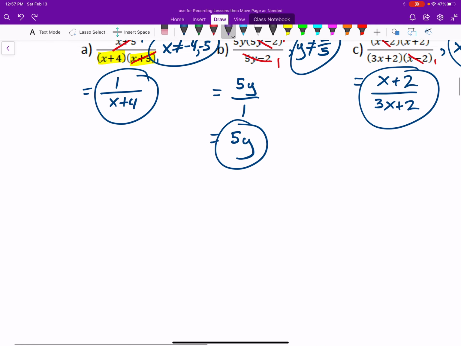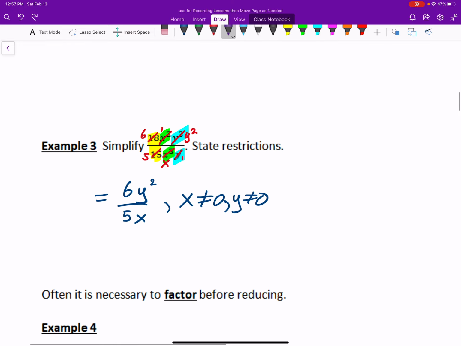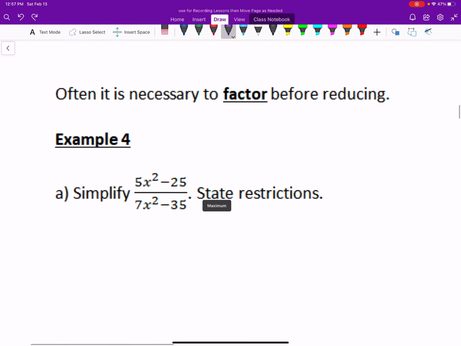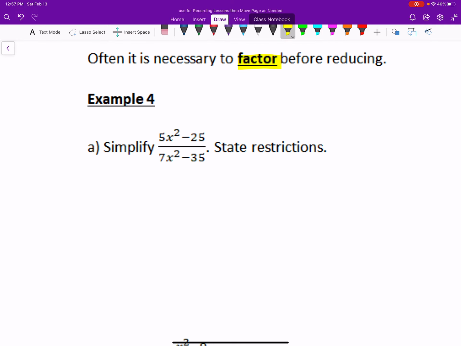Now, I stressed up in example 2 that we had to have things in factored form before we could reduce. That's what example 4 is getting at. Often it's necessary to factor before reducing. The only reason it's often necessary is because sometimes they'll be in factored form for us. But if they're not factored, it's always necessary to factor. If we've got more than one term, a binomial or a trinomial, they absolutely must be factored before we can reduce anything.